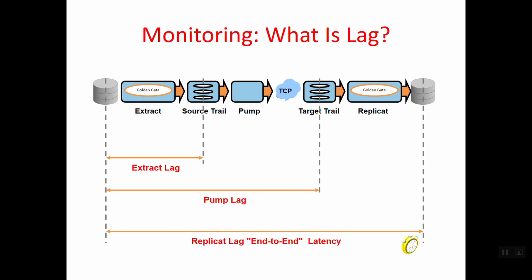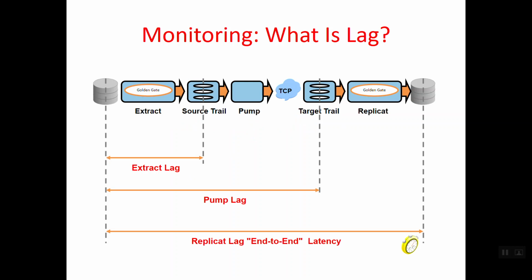Now we have three major components in Golden Gate. One is extract, which is capturing the data from the database. Then there is the pump, which is reading from the trail file and sending it to the target. The replicate reads the target trail file and sends it to the database, committing on the database, I would say doing the transaction in the database on the target side.